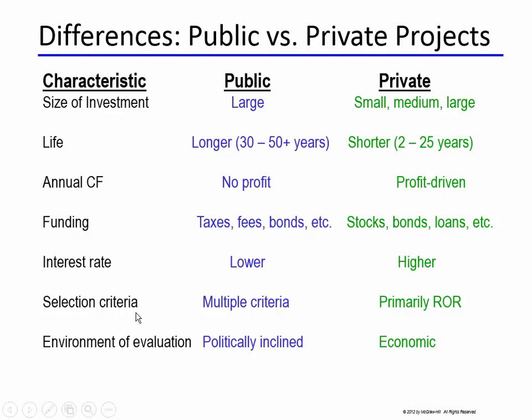Selection criteria is all about how do you know which project to choose when you've got multiple alternatives. And when we were comparing alternatives for private projects, the way we would know which project to select was the one that maximizes profit. And so we were looking at the rate of return on increment. And so ROR means it's mainly financially based, trying to maximize profits.